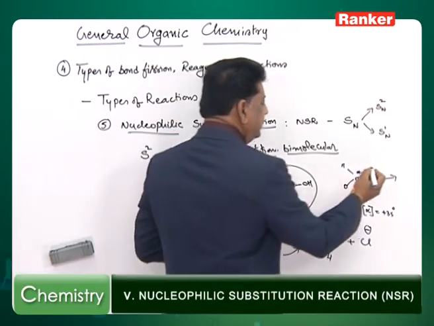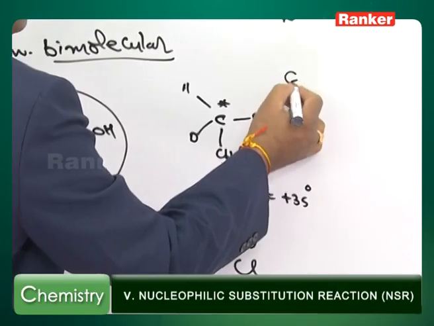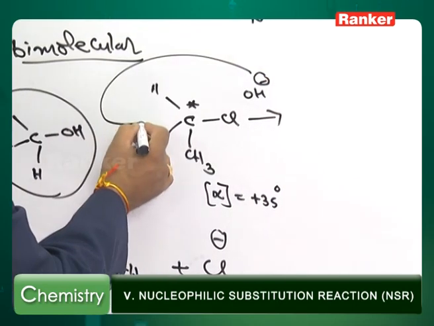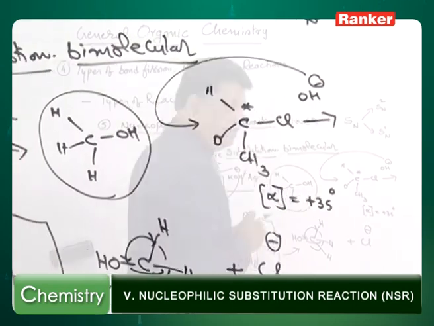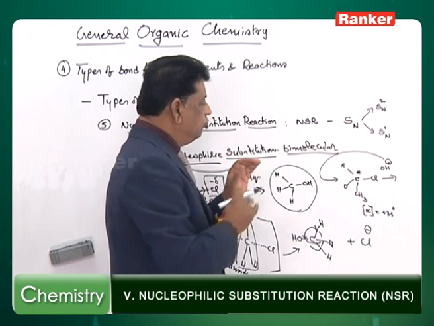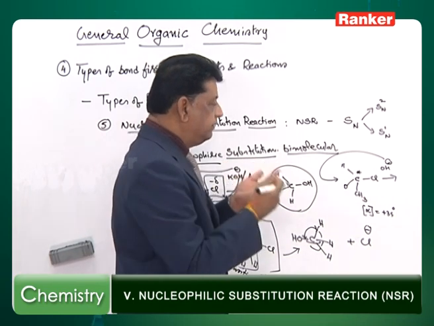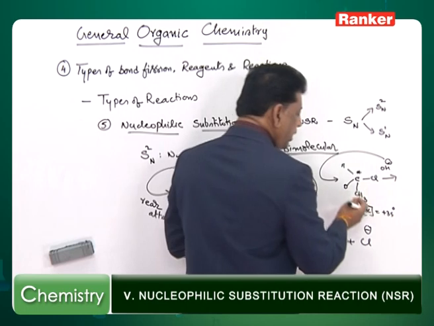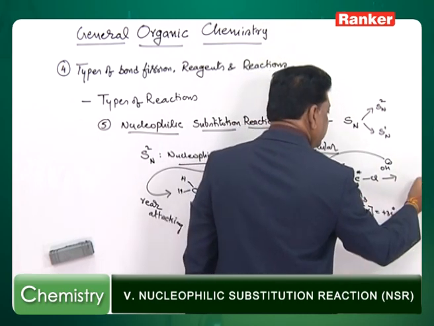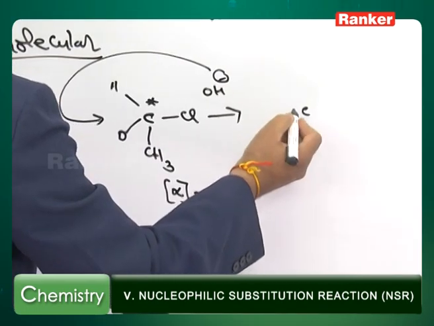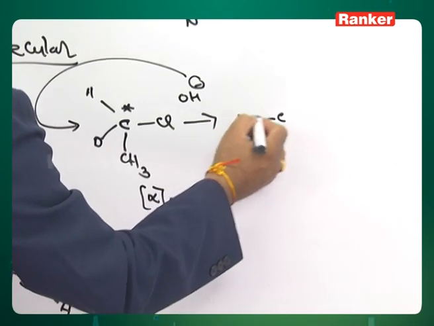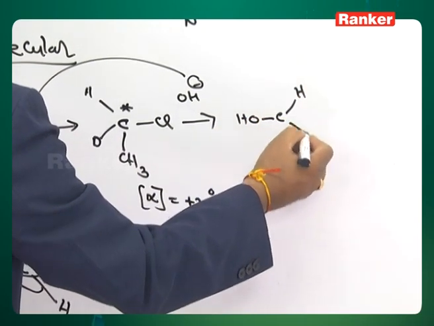Now, under this condition, if OH minus attacks, what happens? You see, it is coming from this side, right? So, back side to the Cl. Slowly it is coming, so all the groups go from this side to that side. I am not concerned with the transition state, but the final compound. The OH will be from this side, and all the groups will be on that side now.